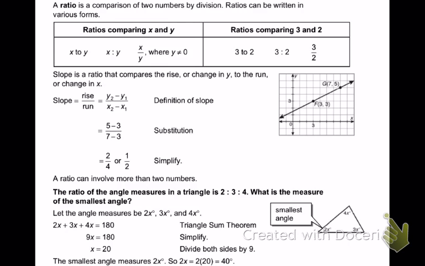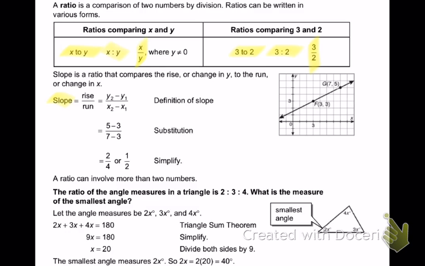Anyways, here it is. A ratio is a comparison of two numbers by division. Ratios can be written in various forms. So if you look here, you have x to y, you have x colon y, then you have as a fraction x over y, where x or y cannot equal 0. A ratio comparing 3 and 2 can be written 3 to 2, 3 colon 2, or 3 over 2.